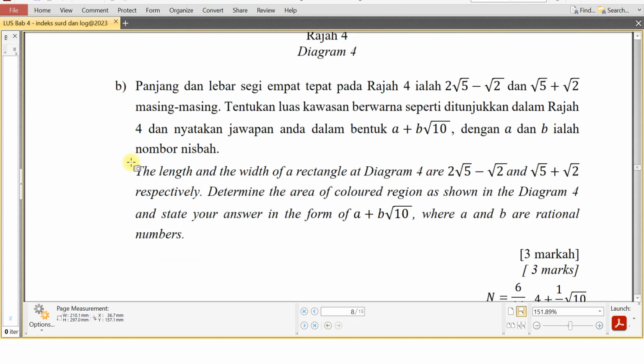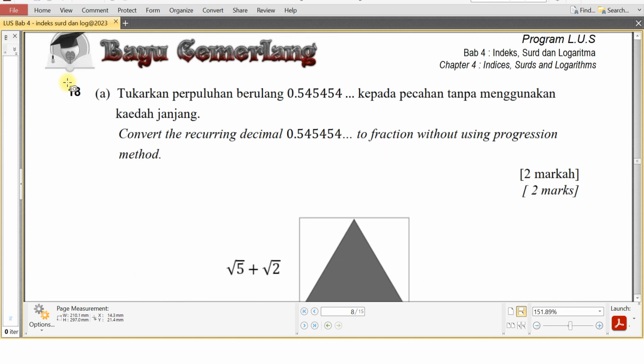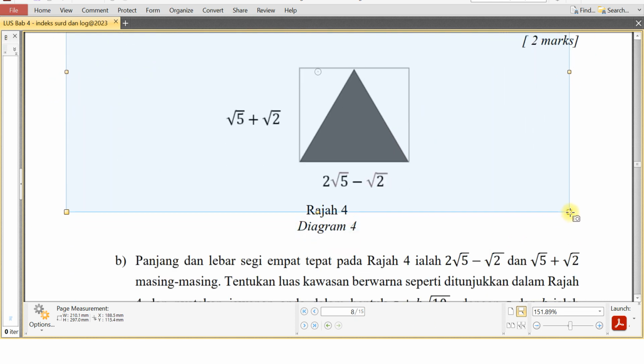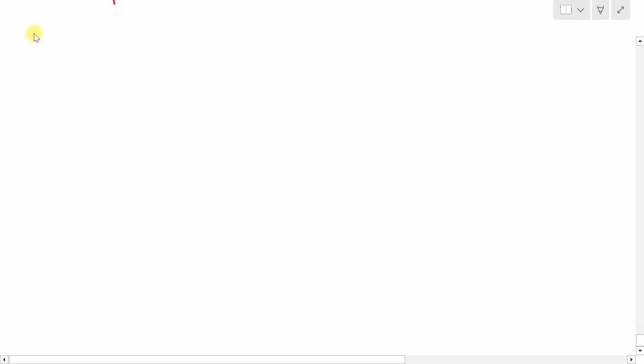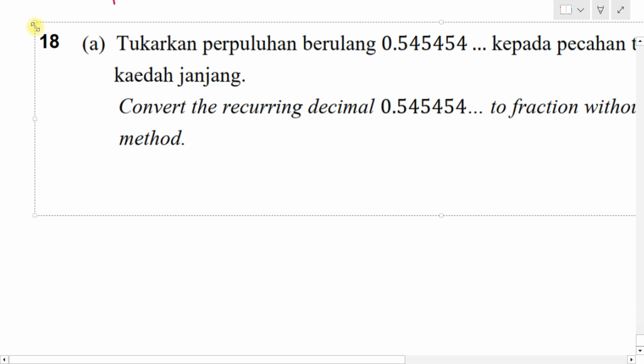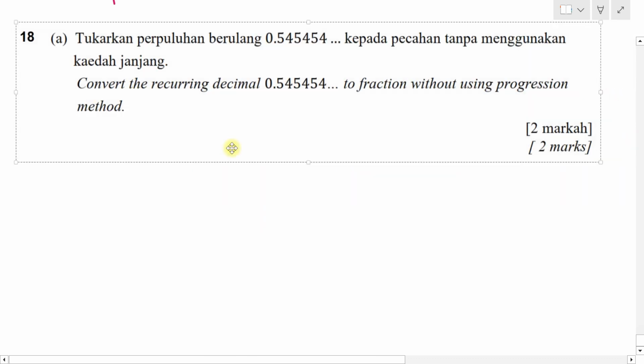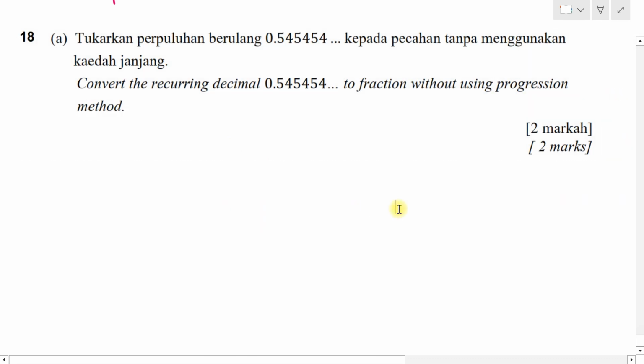Okay, question 18. This type of question also we already trained in our module. Convert this recurring decimal. Recurring means repeating decimal without using the progression method, because progression we will learn in a different way. Okay.